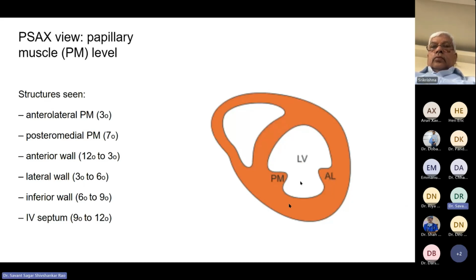This is the short axis at the papillary muscle level, in which we can see the anterolateral papillary muscle at 3 o'clock, the posteromedial papillary muscle at 7 o'clock, the anterior wall from 12 to 3 o'clock, the lateral wall from 3 to 6 o'clock, the inferior wall from 6 to 9, and the interventricular septum from 9 to 12.